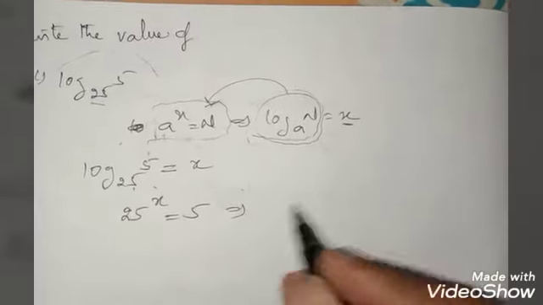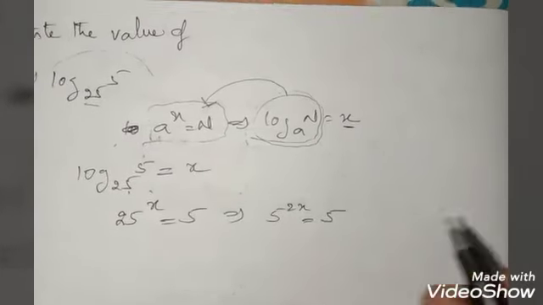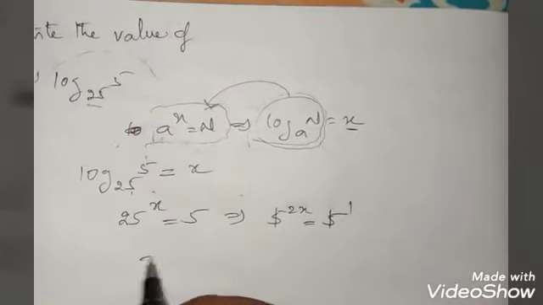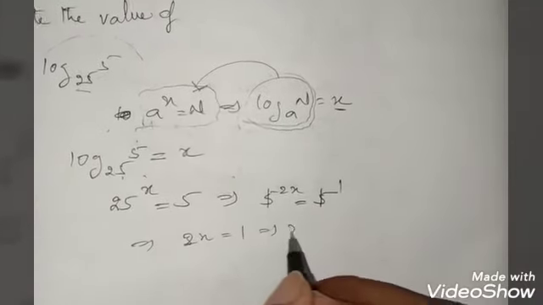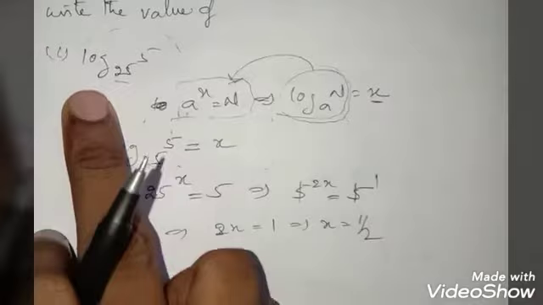Now 25 you can write as 5 squared, and 5 is 5 to the power of 1. Now you can cancel the 5. You'll get 2x is equal to 1. This implies x is equal to 1 by 2. So like this you are finding the value of any logarithm.